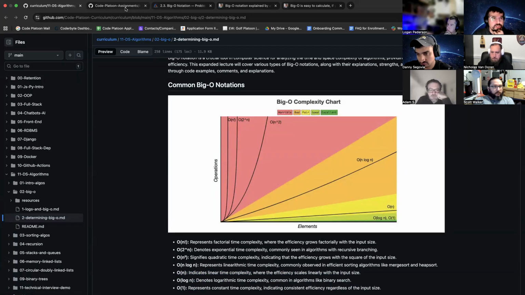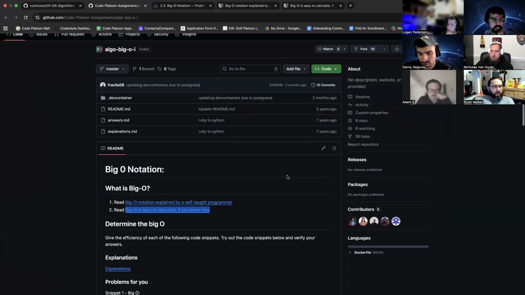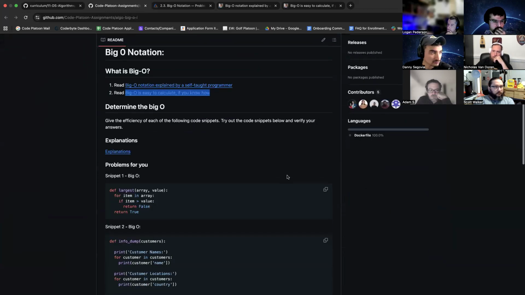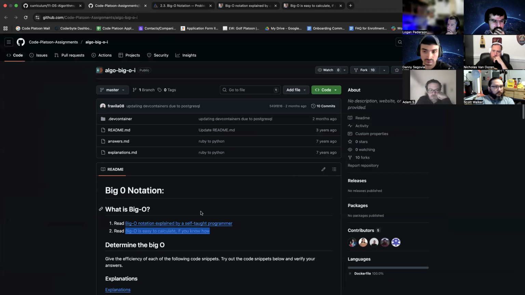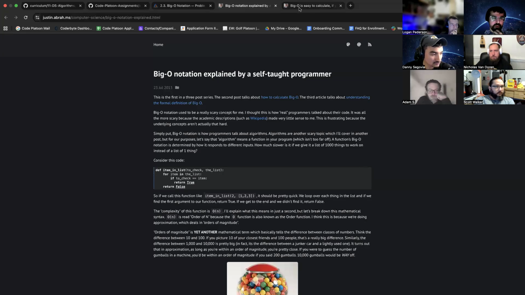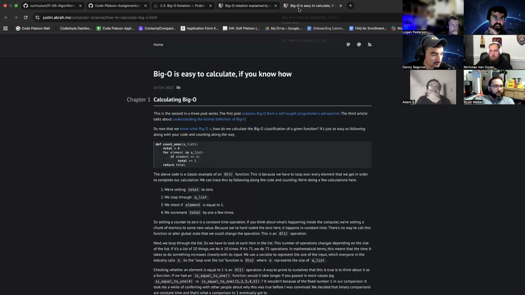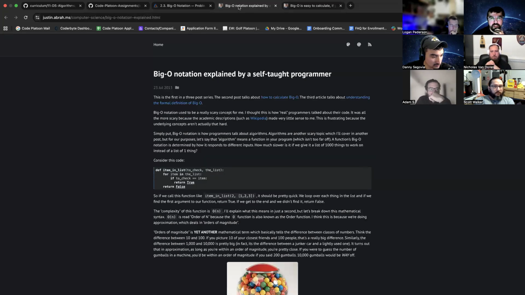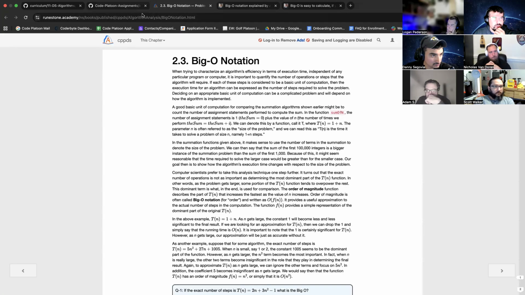I want to look at both of your assignments just briefly. This is going to be the very first one. It tells you to read these two things, like Big O notation explained by a self-taught programmer. They're actually pretty good. Give them a chance. They're just going to reinforce the broad strokes that I gave you earlier. So those two, and then your second assignment is this one.